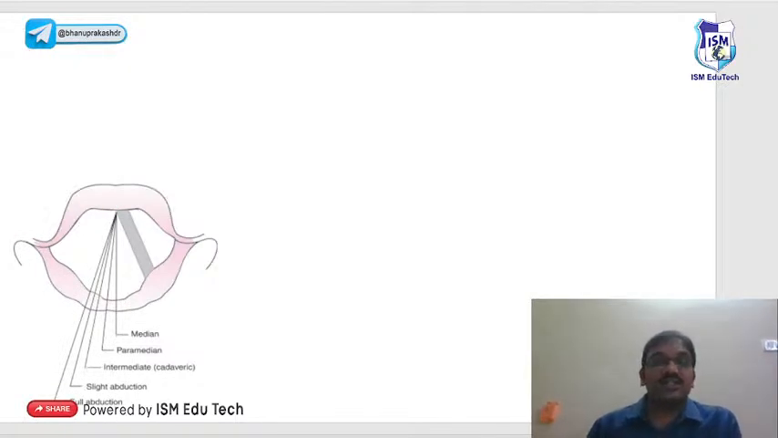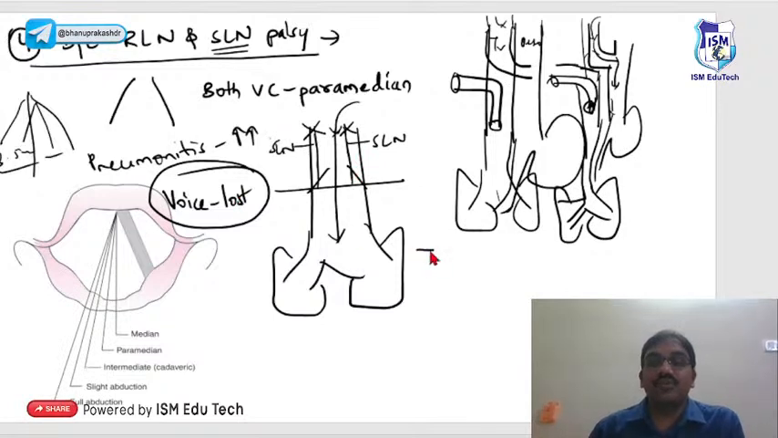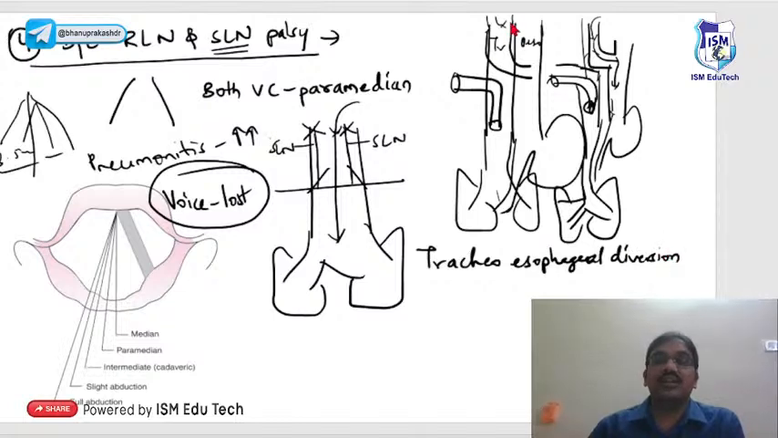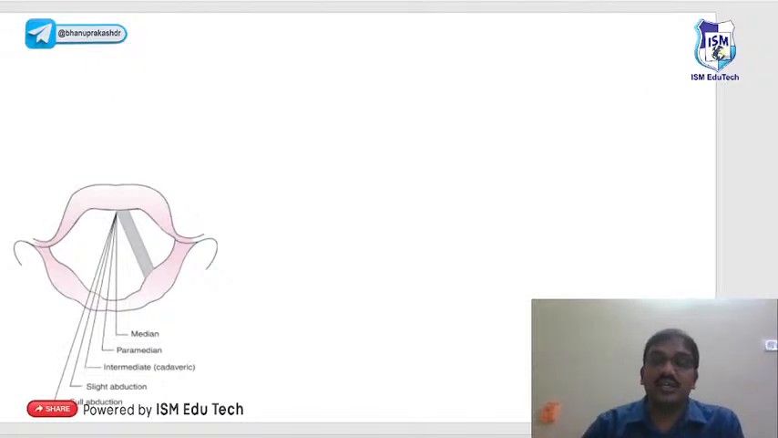Next condition. This surgery is called tracheoesophageal diversion. We call this procedure tracheoesophageal diversion because whatever aspirated content comes inside the trachea will again be directed towards the esophagus with the help of this attachment. Tracheoesophageal diversion with permanent tracheostome.